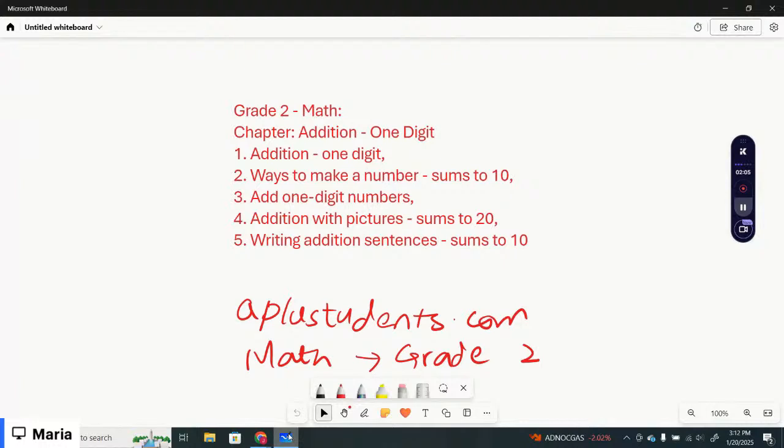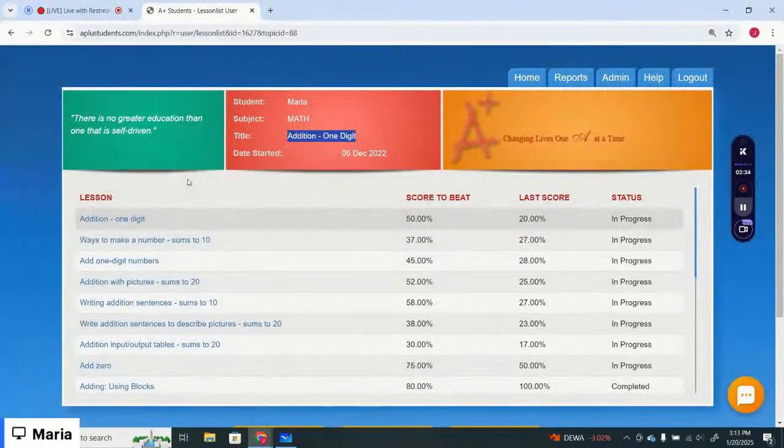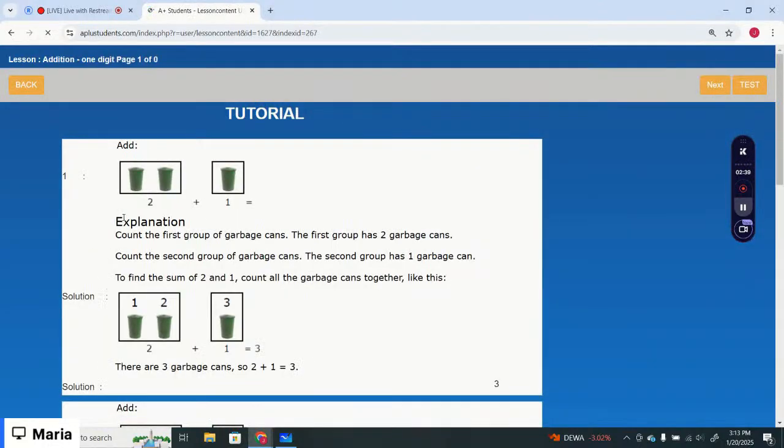There you can find a list of the chapters. We're going to start with the chapter addition one digit. The lessons we're going to cover today are addition one digit, ways to make a number sums to 10, add one digit numbers, addition with pictures sums to 20, and writing addition sentences sums to 10. So please make sure you have your notebook and pencil so that you can note down the important examples and definitions as well. Let's just start with the first lesson, that is addition one digit.